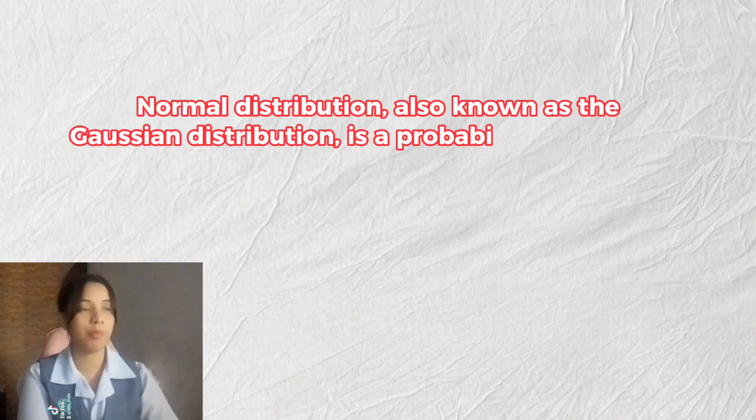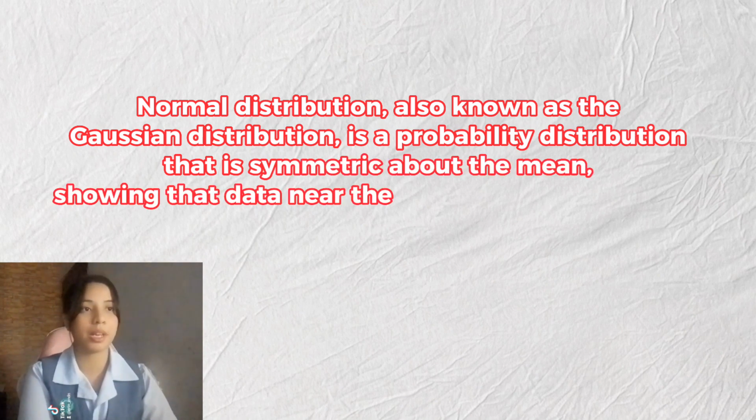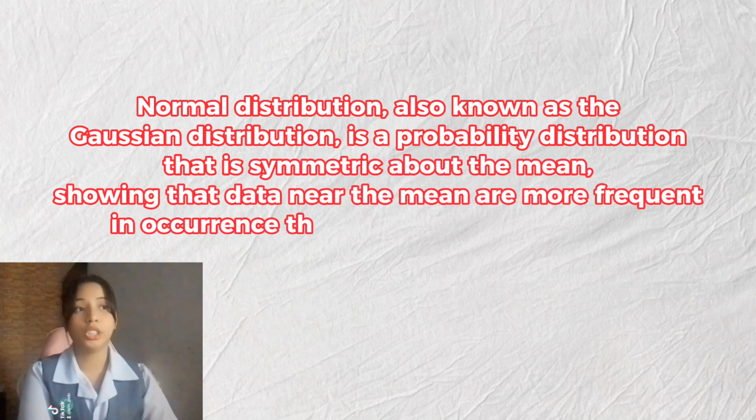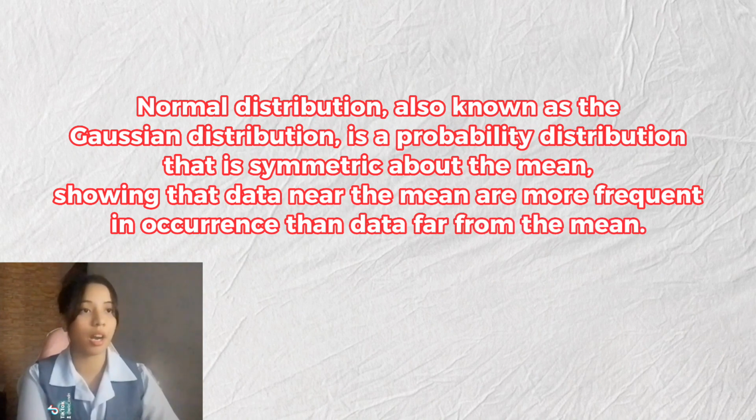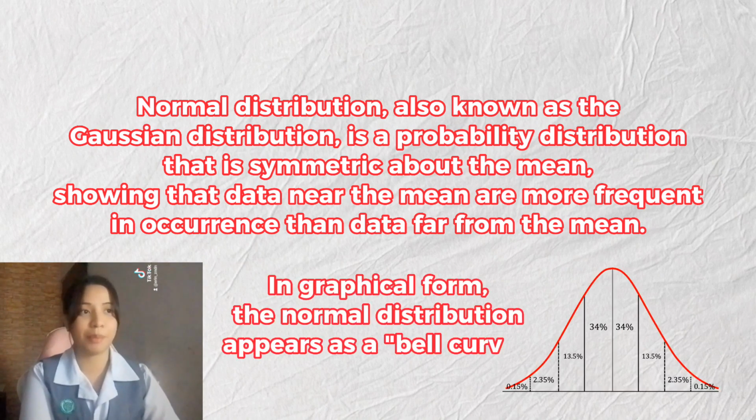And for this video, I will be discussing normal distributions. Normal distribution, also known as the Gaussian distribution, is a probability distribution that is symmetric about the mean, showing that data near the mean are more frequent in occurrence than data far from the mean. In graphical form, the normal distribution appears as a bell curve.